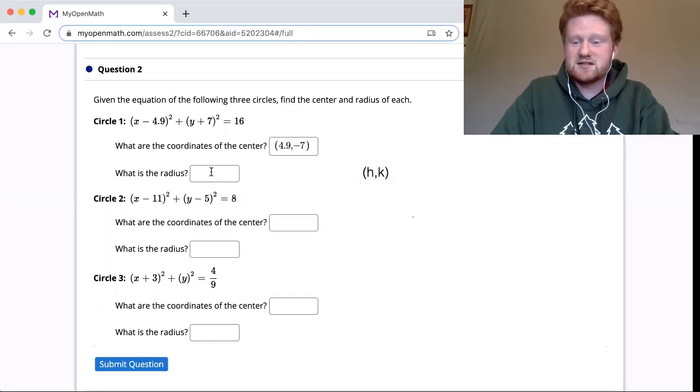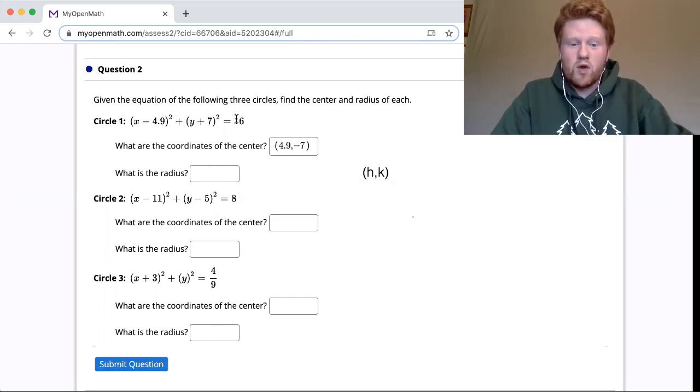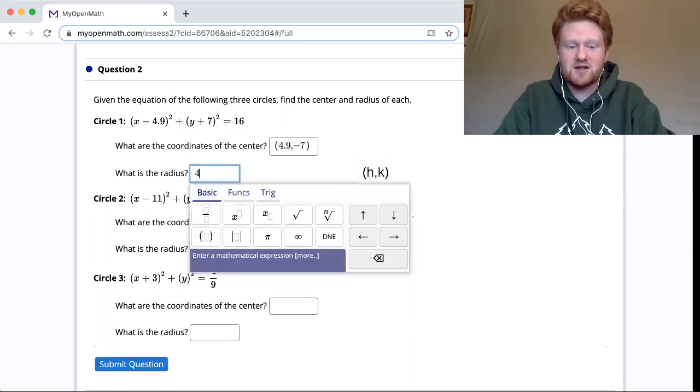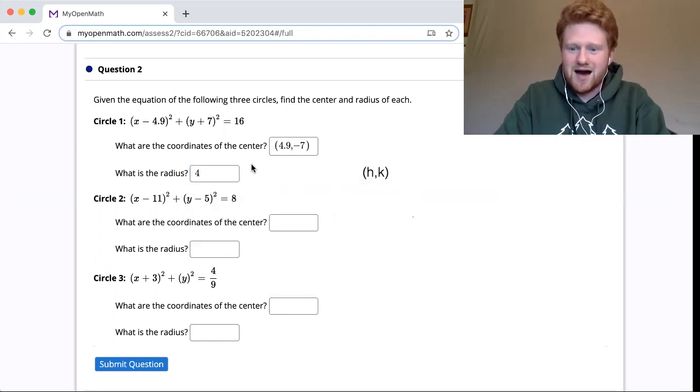So what is the radius? Pretty straightforward here. We had an r squared of 16, because remember the right side of the equation is r squared. We want the square root of that, and that is 4. Remember, we're going to take the positive square root of that because we can't have a negative radius. We don't have negative distance. It'll always be positive. Let's jump down to number 2 here.